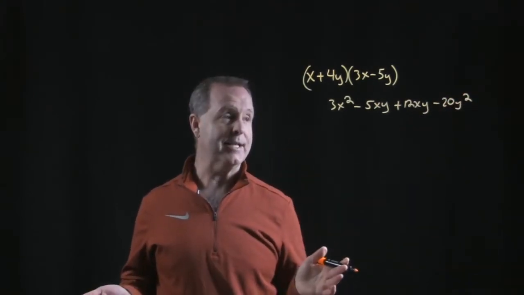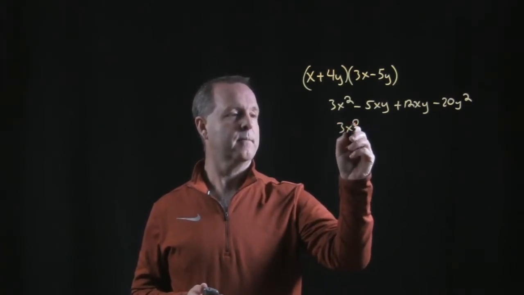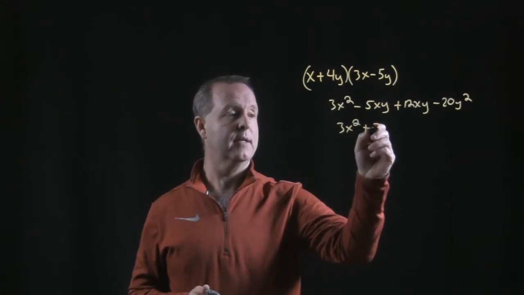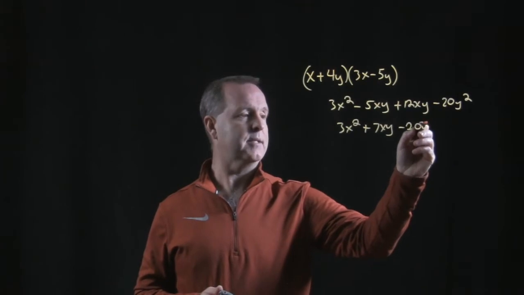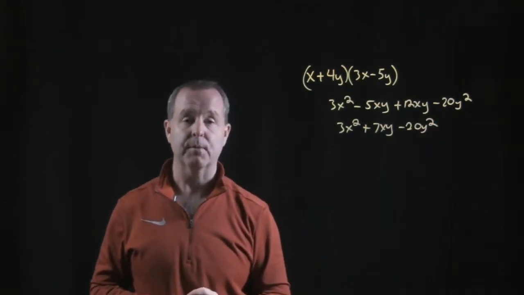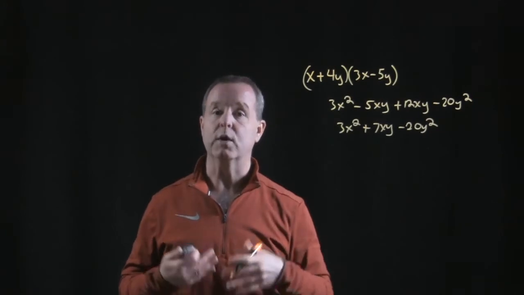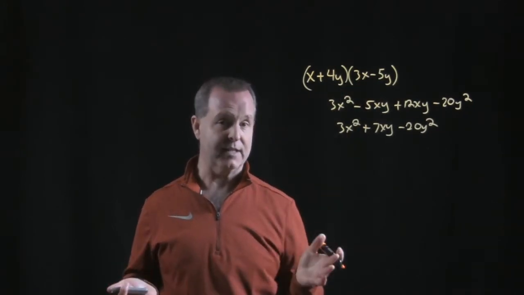Look to see if there's any like terms I could add or combine. Negative 5xy's plus 12xy's gives me a positive 7xy's. And then I just continue with my simplification. So there's a process of multiplying binomial times binomial, which we could use FOIL. It just happens to have multiple variables, and that's fine.